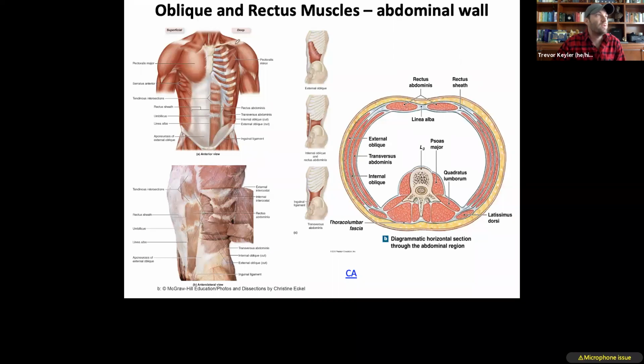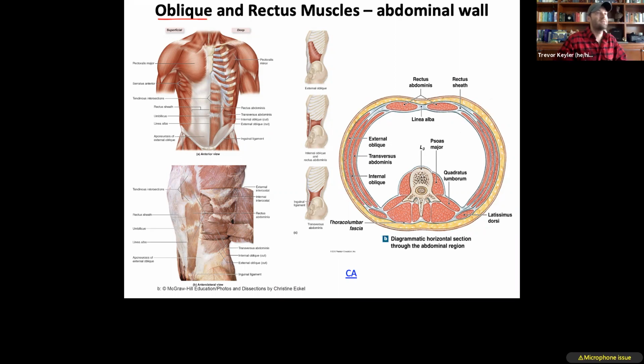All right, let's move on to the obliques. So remember, obliques are named strictly for that fiber orientation, which oblique means angled, basically just not straight. And what's nice about the obliques is they make the same pattern as our intercostals, right? So we have external and internal obliques.